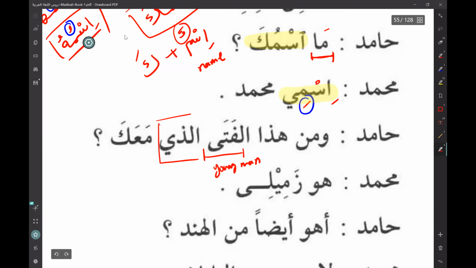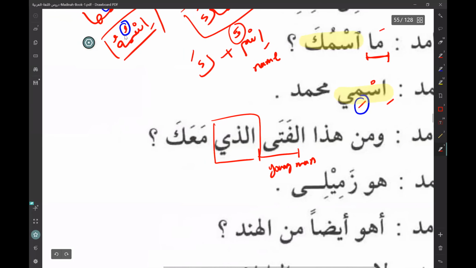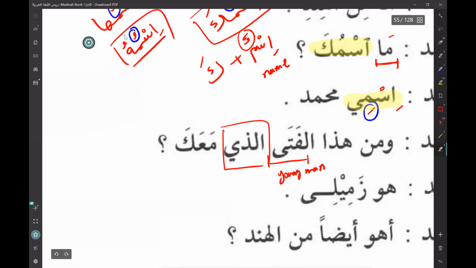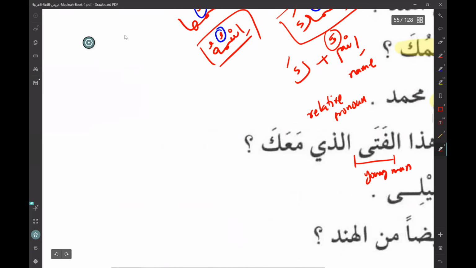Have we done alladhi before? No. Alladhi is another type of pronoun. Alladhi is a relative pronoun, right? Okay, so relative pronouns, remember the pronoun does what?